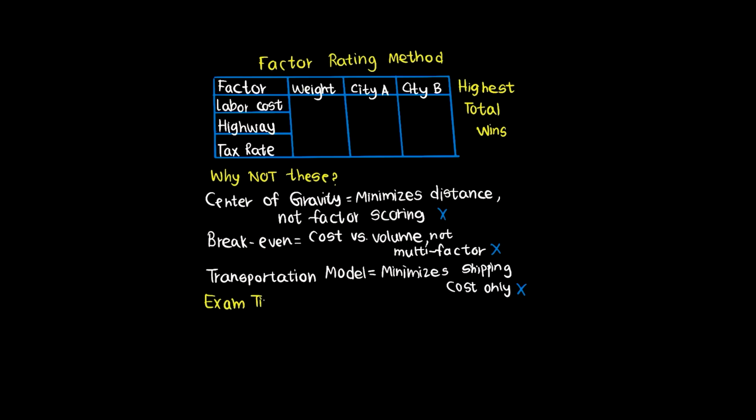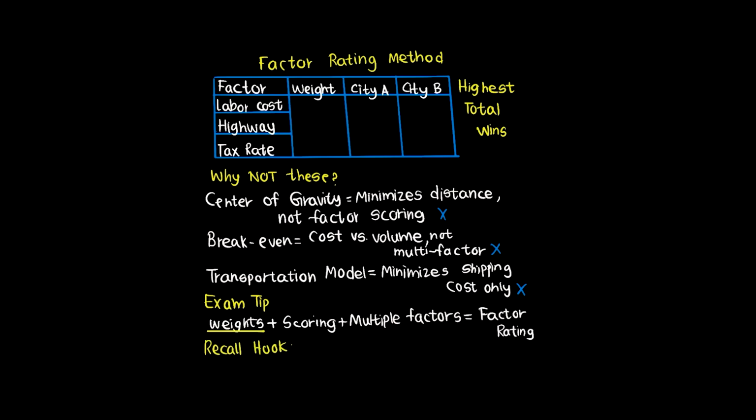Here's a WGU C215 OA exam tip for you. When the question mentions weights, scoring, or multiple factors, that is the factor rating method. Quick recall hook. Factor rating equals weighted scorecard.